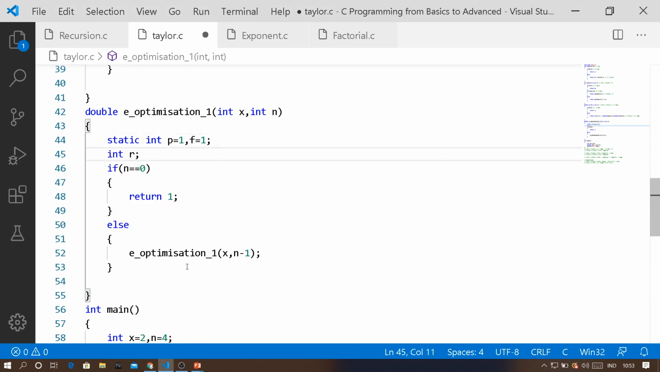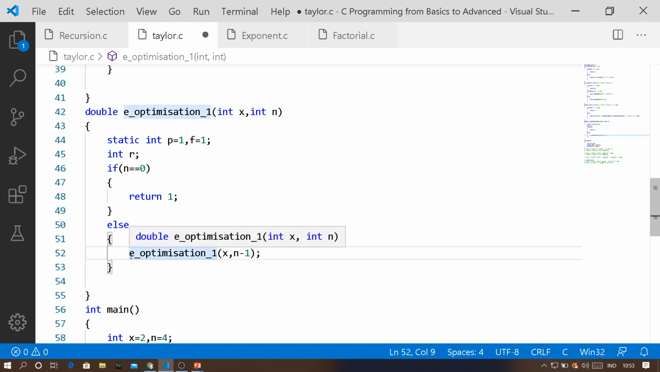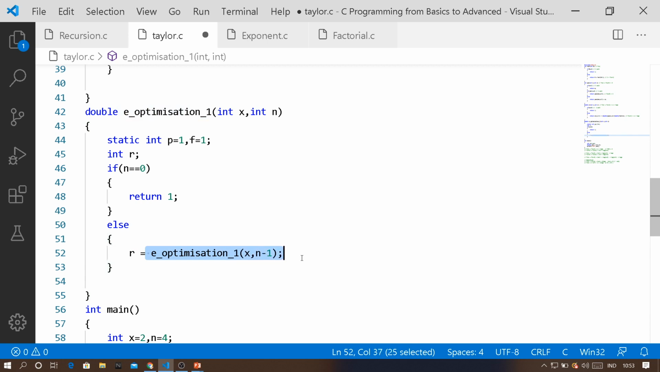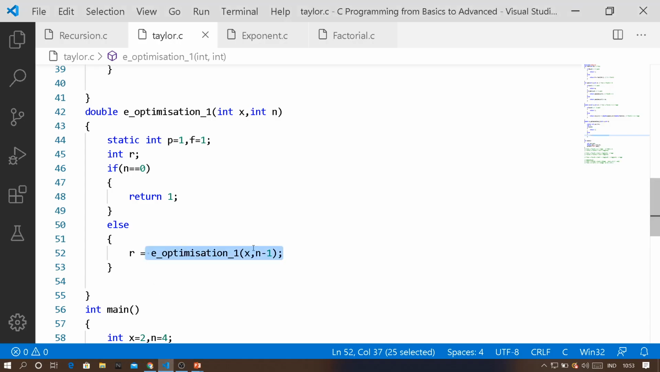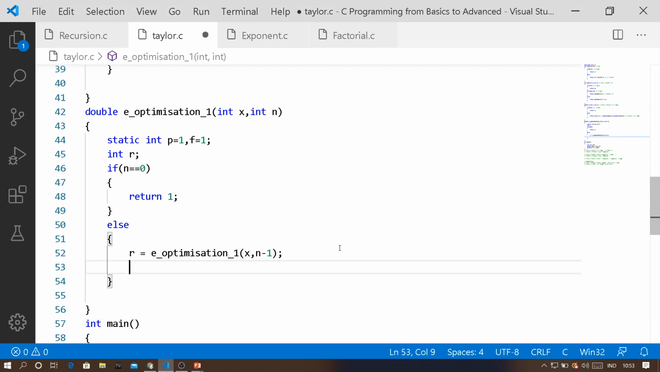Using that r variable we are going to capture the value which is returned for this recursion call. Whatever value is received for this recursive call, like this. See, when you do e of 2 comma 0, automatically 1 is returned. That 1 is received and stored in the variable called r. Okay, fine. Then what is the next thing that we are going to do?